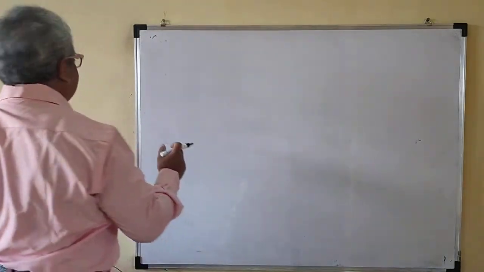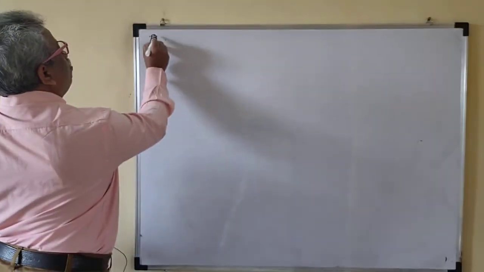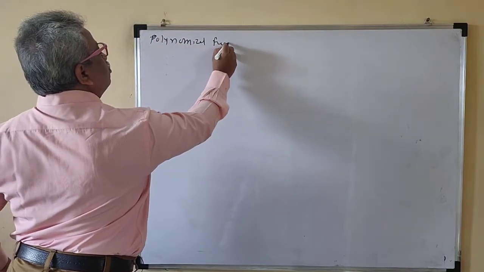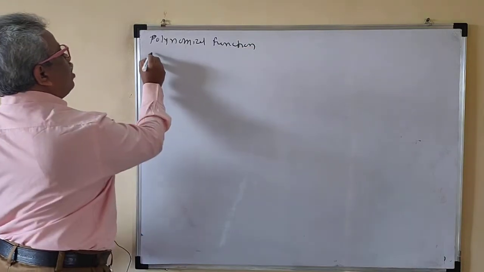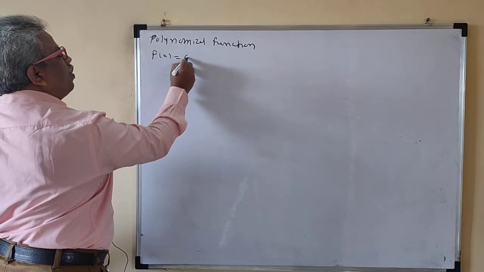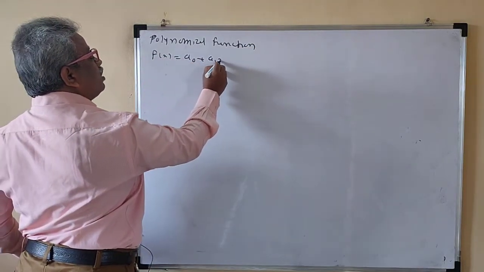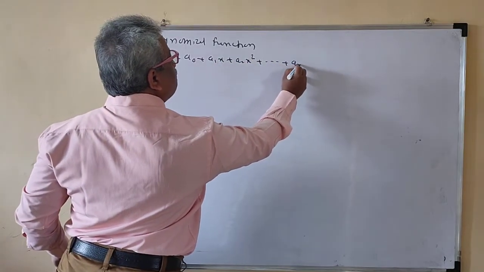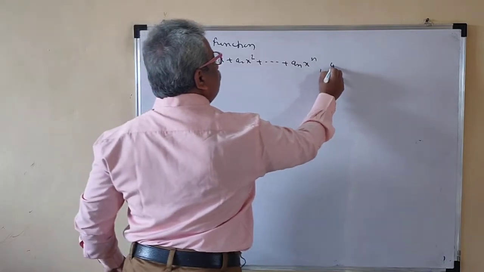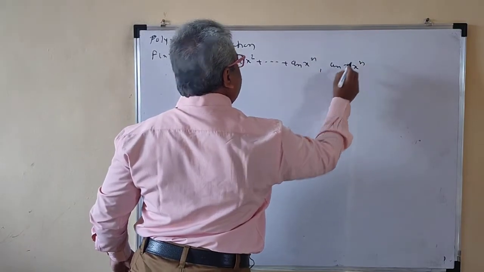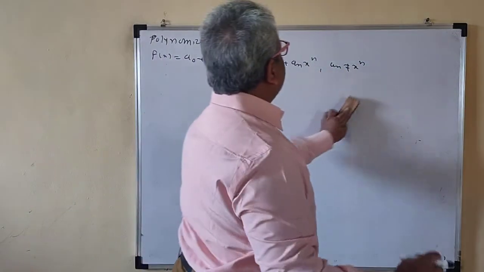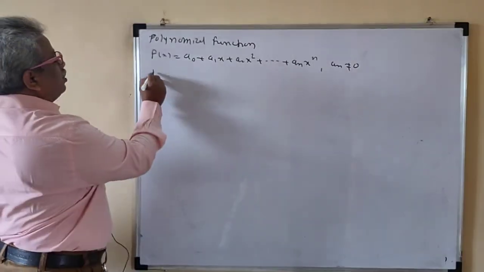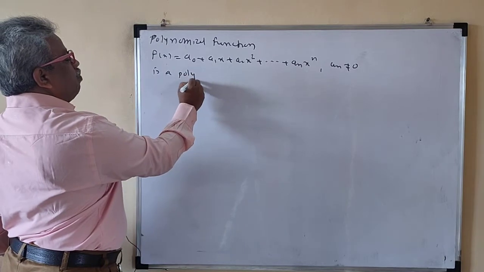Now we will see some standard functions. What happens for a polynomial function? We are familiar with the polynomial function: a naught plus a1x plus a2x square plus dot dot plus an x to the power n, where an is not equal to 0. This is a polynomial function.